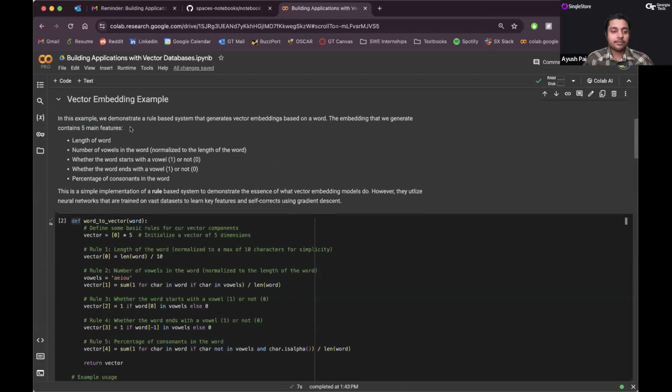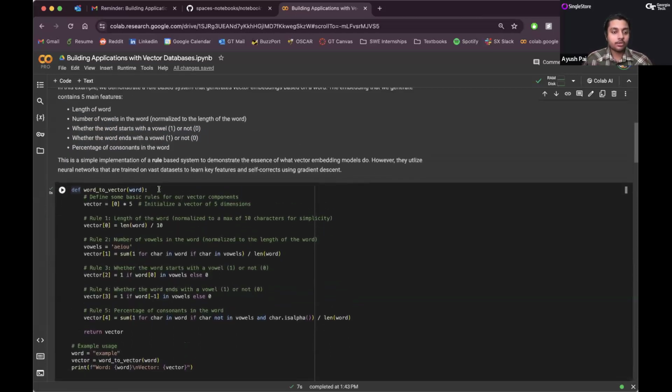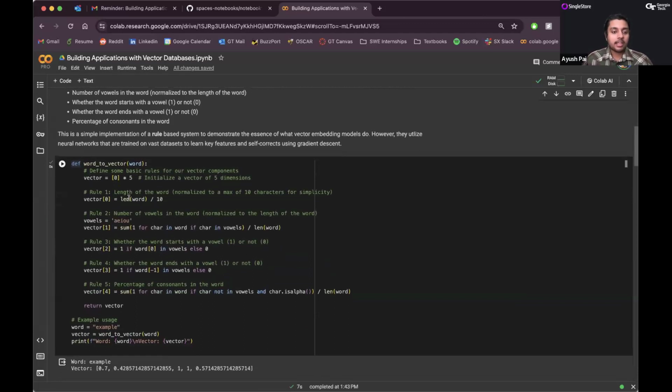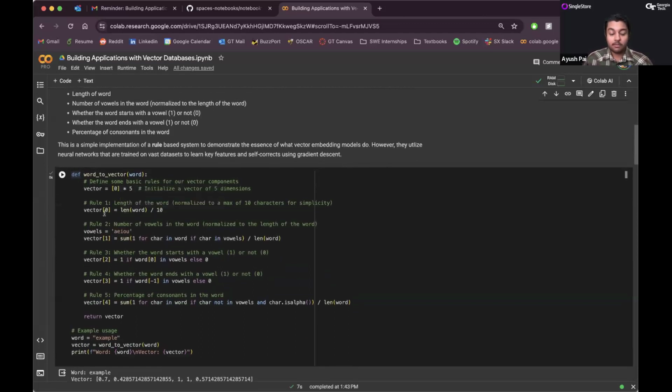And obviously this is unrealistic. It's just for example here, and it's a rule-based system instead of a model. But we're using these 5 features: the length of the word, the number of vowels in the word, whether the word starts with a vowel or not, whether the word ends with a vowel or not, and the percentage of consonants in the word. Using those 5 features, I'm creating an embedding model, or embedding rule-based system, here.